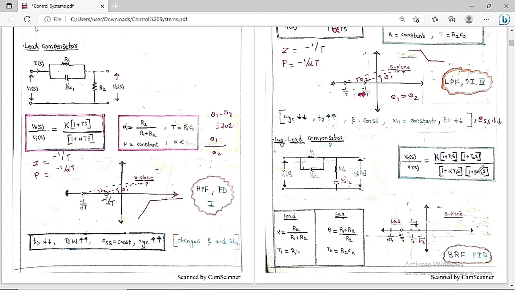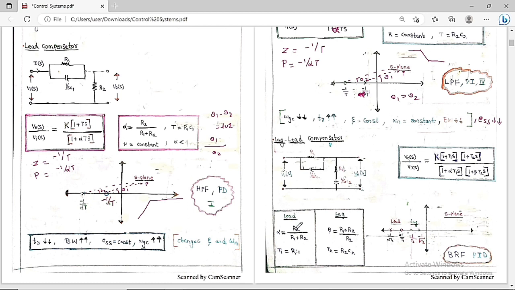So here I am going to use beta. Anyhow it is the same concept. I already told you for the lead compensator, what is the value of alpha? Alpha is equal to R2 by R1 plus R2, and T1 is equal to R1 C1, as we have just seen. For the lag compensator, beta is the reciprocal of this, which is R1 plus R2 by R2, and T2 is equal to R2 C2. So this is for the lead compensator and this is for the lag compensator.